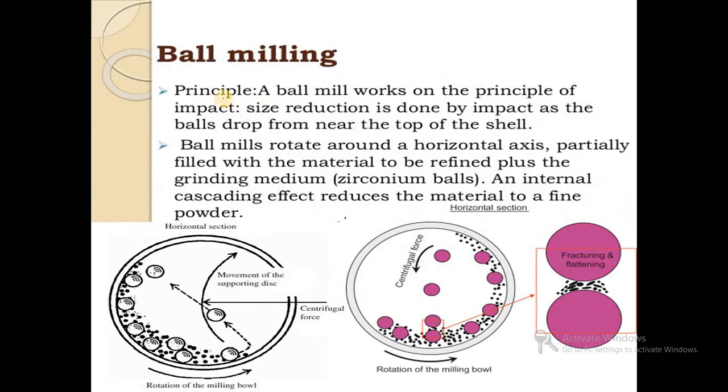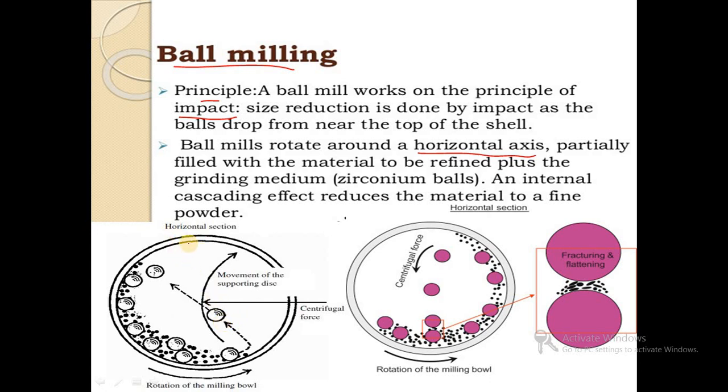So in the ball mill principle, a ball mill works on the principle of impact. Size reduction is done by impact as the balls drop from near the top of the shell. Ball mills rotate around a horizontal axis. Previously we have seen this diagram. It is partially filled with the material to be refined plus the grinding medium. An internal cascading effect reduces the material to a fine powder. This is the actual working diagram.